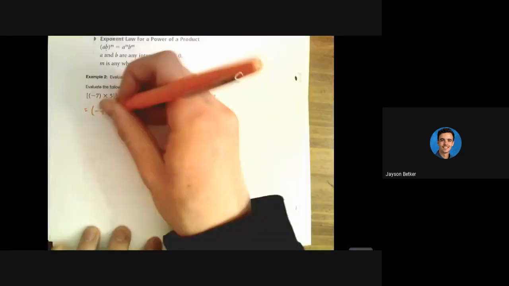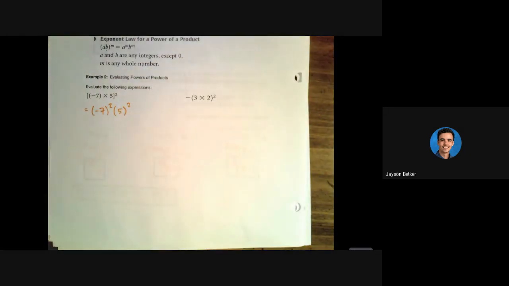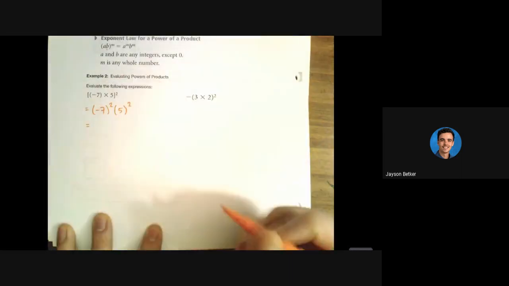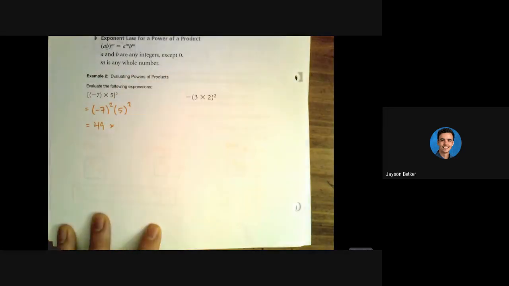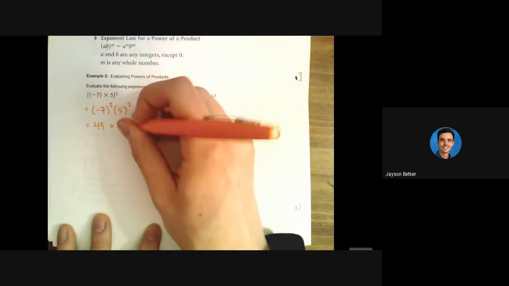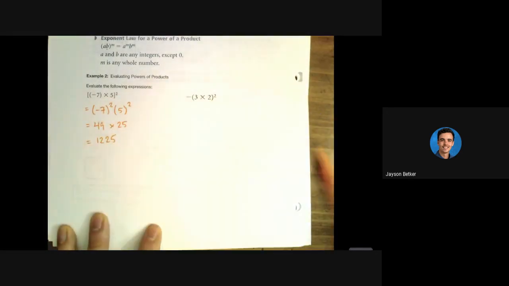This ends up becoming quite straightforward then, because if we have -7 times 5 to the 2, this is the same thing as -7 to the 2 times 5 to the 2. That 2 gets multiplied throughout. And what this ends up becoming, what's -7 squared? 49. And 5 squared is 25. 49 times 25 is 1,225.